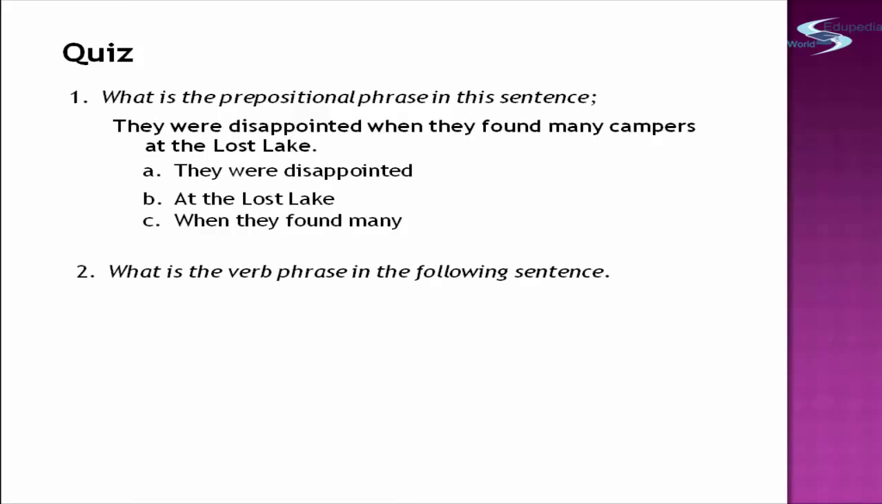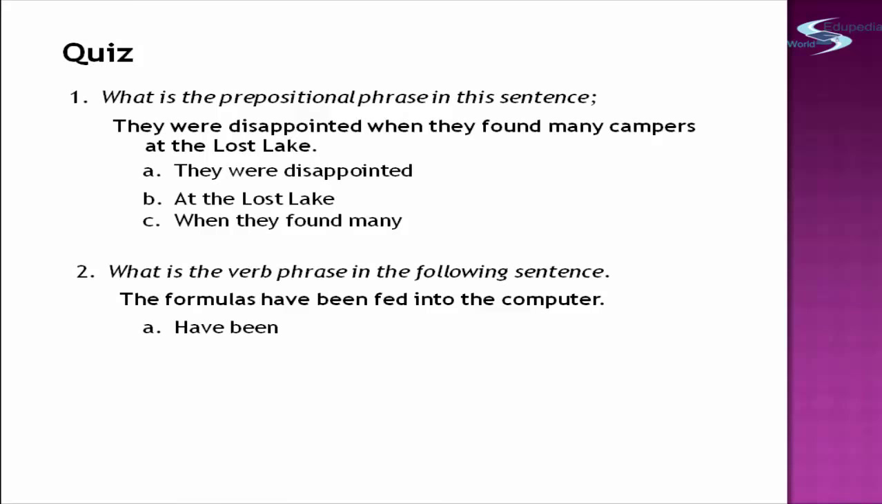Number 2. What is the verb phrase in the following sentence? The formulas have been fed into the computer. A. Have been. B. Have been fed. C. Been fed. D. Have fed.